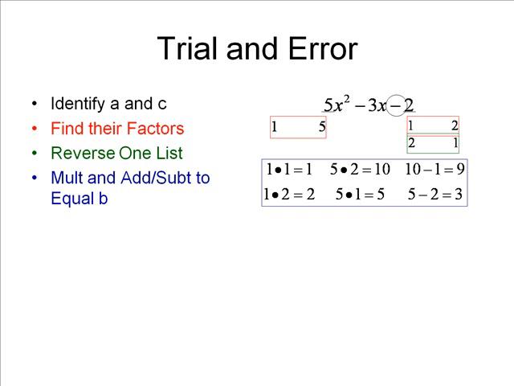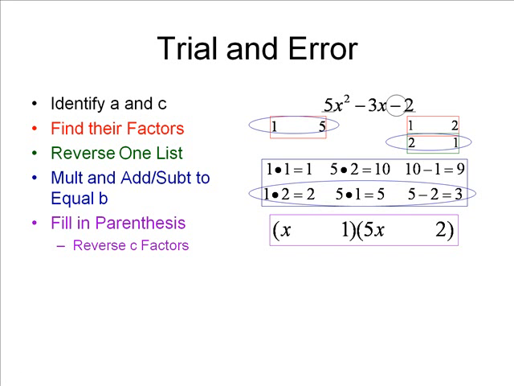So then we try the red to the green. We get 1 times 2 and 5 times 1. Notice what the result of changing the order, reversing the order of the factors of 2. Now we get a totally different product. 2 and 5, 5 minus 2 does in fact equal 3. So that's the combination we want. We want the 1 and the 5 and the 2 and the 1. So we get a difference of their products of 3, which is what our b term is.